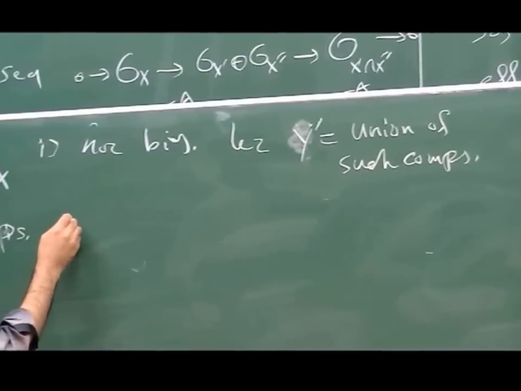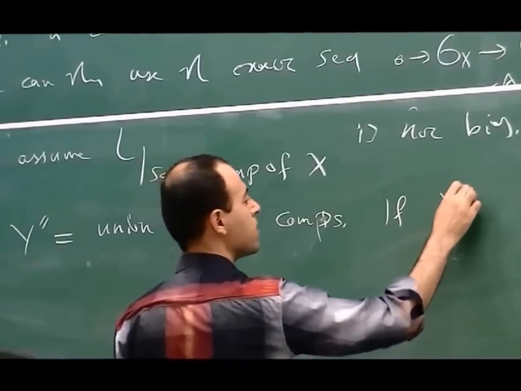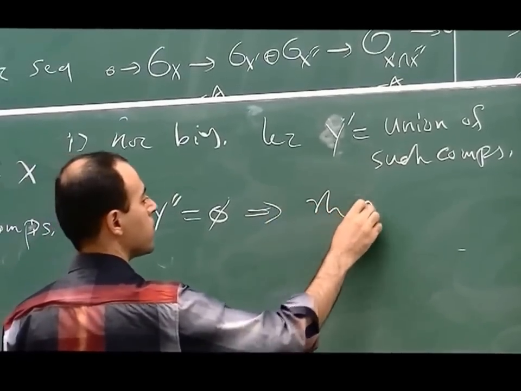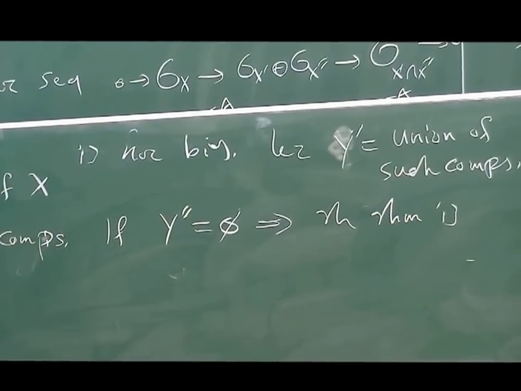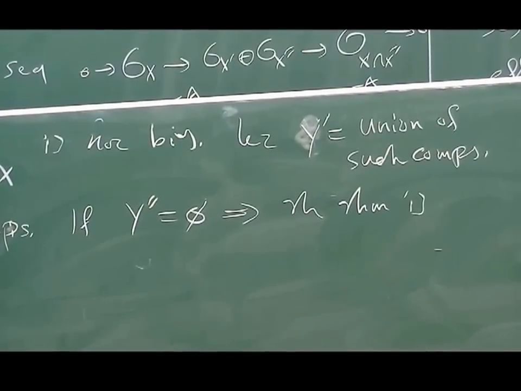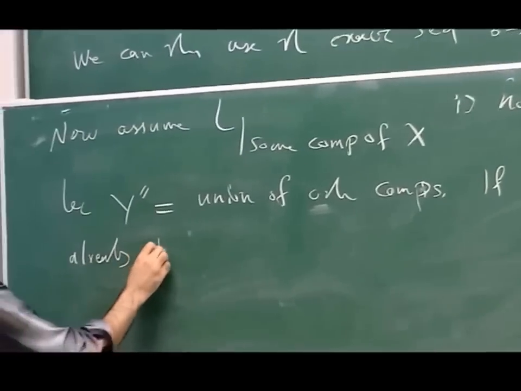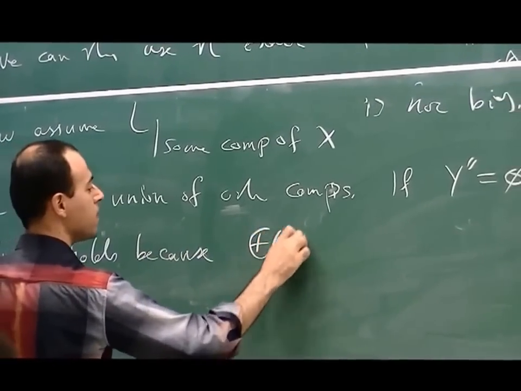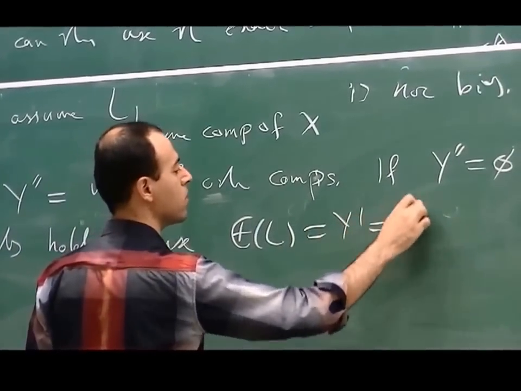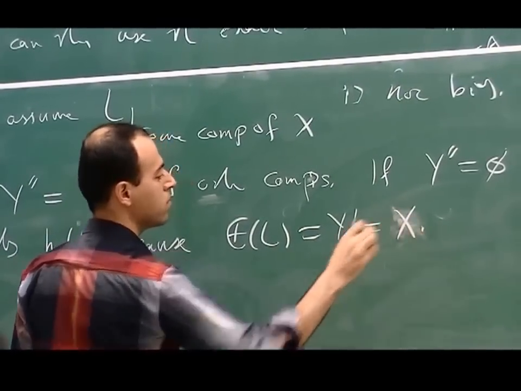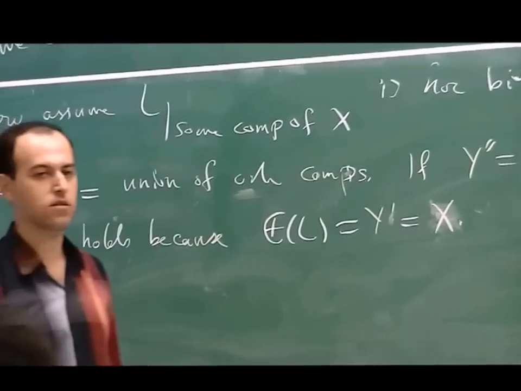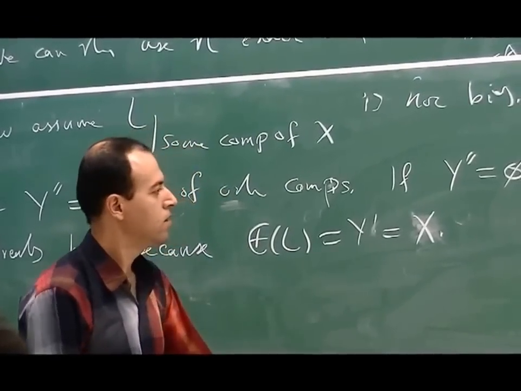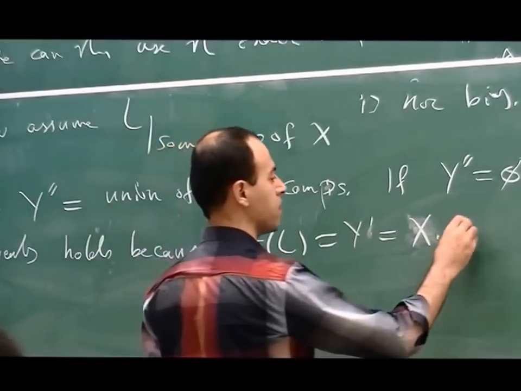So you see that if this Y double prime is empty, then the theorem holds trivially. So the theorem is essentially empty, doesn't really tell you anything. That's because in this case, the exceptional set will be just equal to Y prime, equal to the whole space. So the theorem actually doesn't say anything. It says L restricted to X is semi-ample, then L is semi-ample. So we could assume that this is non-empty.